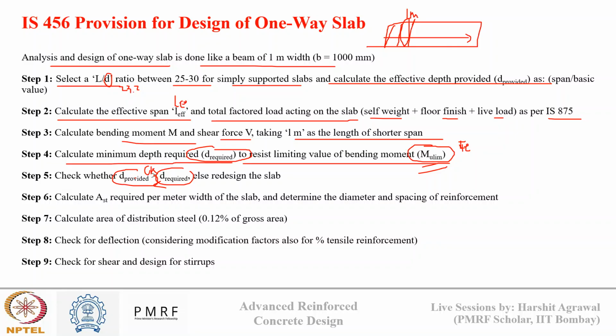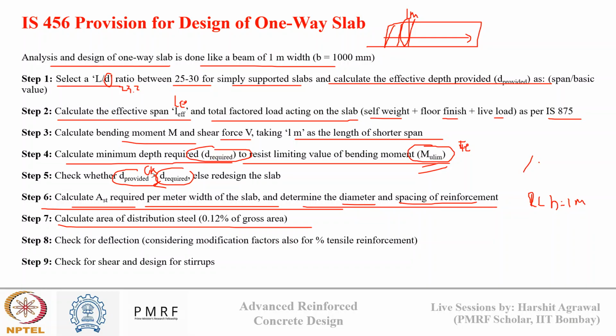Once our effective depth is fixed, we'll calculate the area of steel required per meter of slab, and we'll determine the diameter and the spacing of the reinforcement. So this part is similar to how we design a reinforced concrete beam, just we are taking B equal to 1 meter now. Once we have determined the area of steel required, the diameter of the steel, and the spacing between the reinforcement, we'll calculate the area of distribution steel. So this was longitudinal rebar. Now we need to provide distribution reinforcement also, for which we will use the area as 0.12% of gross area if we are using deformed bars, and 0.15% of gross area if we are using plain bars.